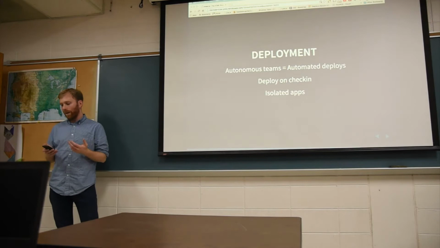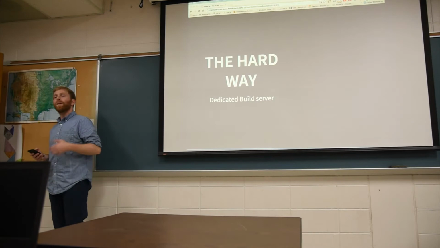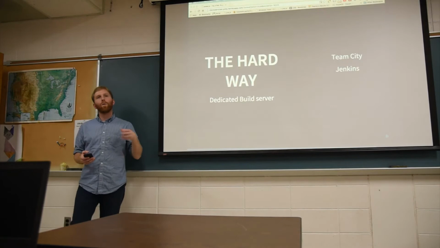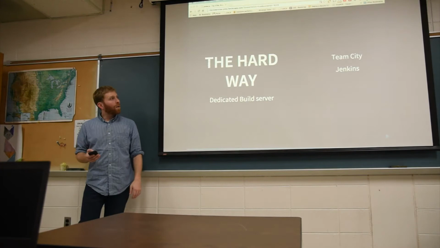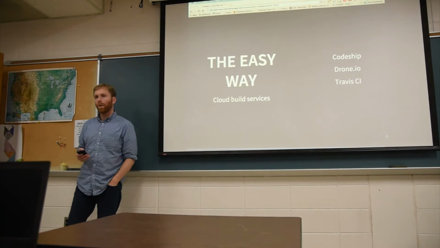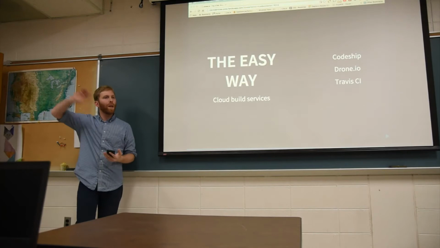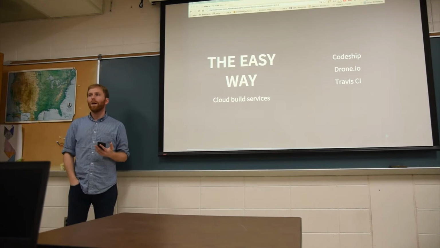So the hard way, you generally set up a dedicated server to handle this automated build process. You set up something like TeamCity or Jenkins. These are servers that can monitor your source control system, hook into it, and when they see changes, kick off build scripts or build processes and deploy code. Alternatively, you can use cloud services. There are a lot of services out there right now, like CodeShip, Drone.io, Travis CI. All of them basically do the same thing as those dedicated build services, but they're hosted in the cloud, so they're very easy to set up and configure. All you basically do is point it at a repository and then give it a script to run for actually building and deploying.